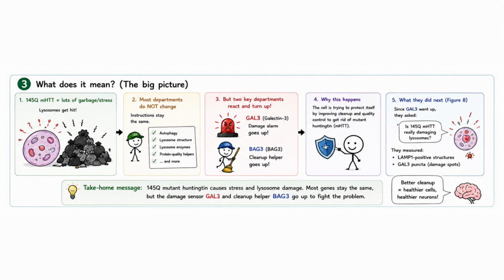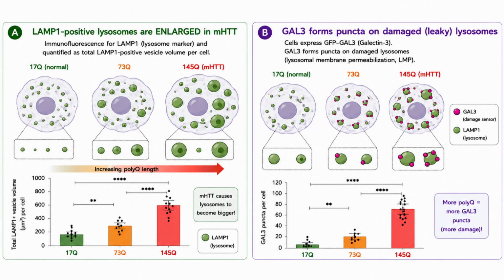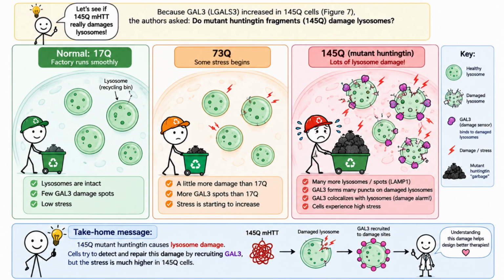And the researchers could visually see all this damage happening. Under the microscope, they looked at LAMP1, which is a protein that basically outlines lysosomes. In the mutant cells, these LAMP1 structures became massively enlarged and swollen. Next, they looked for that GAL3 fire alarm. Sure enough, in the 145Q cells, GAL3 formed those bright green puncta, proving definitively that the mutant Huntingtin environment was tearing physical holes in the lysosomal membranes.